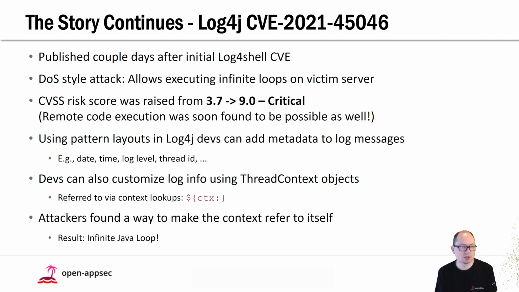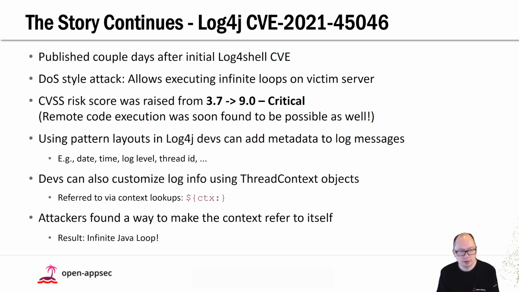This time it was a denial of service style attack that allowed execution of infinite loops on the victim server. So the CVSS risk score for this new CVE was raised from the initial 3.7 to 9.0, turning it again into a critical vulnerability, because someone found out that remote code execution was also possible by using this exploit.